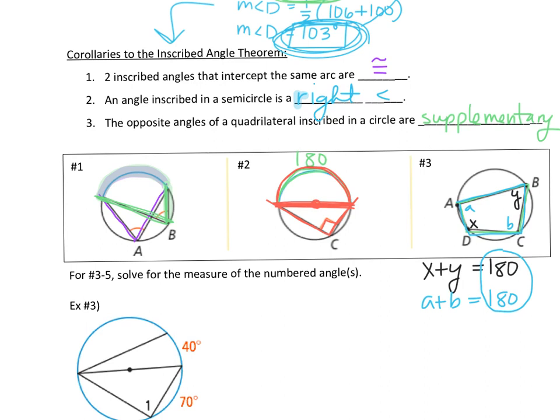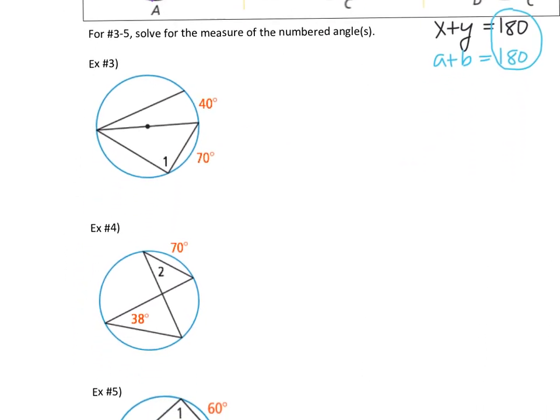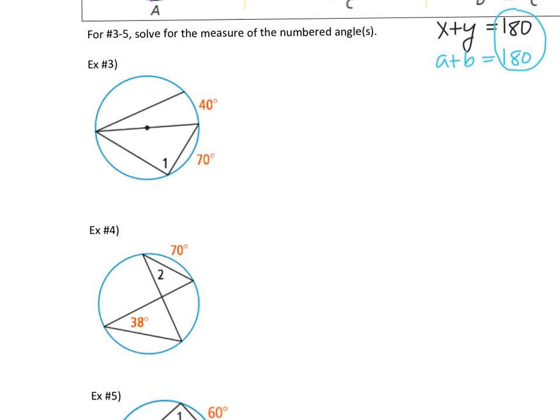Okay? Okay, so we're going to use those ideas and do 3 more problems, and then we're done. First one, it says solve for the measure of the numbered angle or angles for each of these problems. So the only one you have to find in this first one is this angle. What is the measure of angle 1? Well, there's a whole lot of information here that really doesn't matter to us. The only thing that really matters is this is a diameter, right?